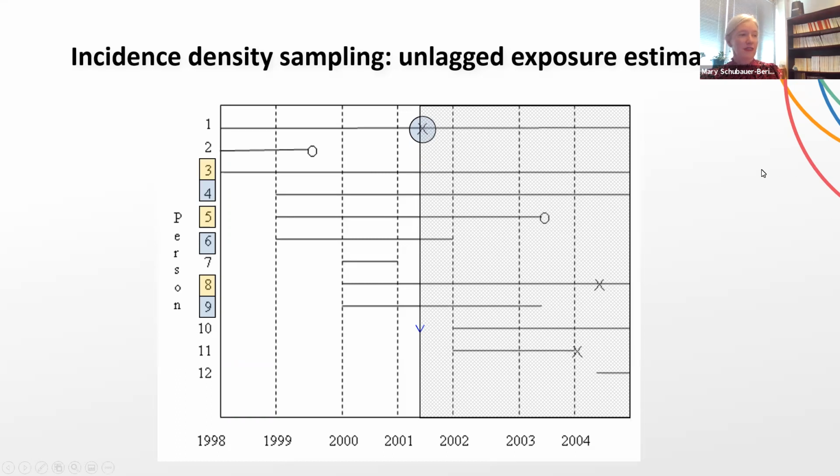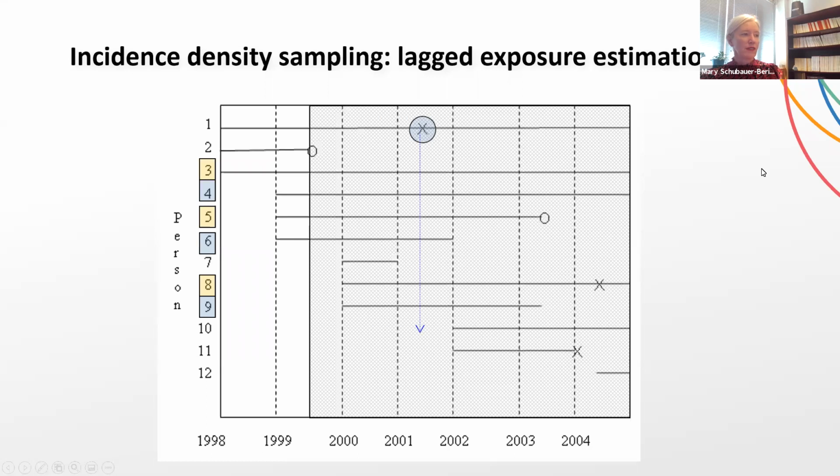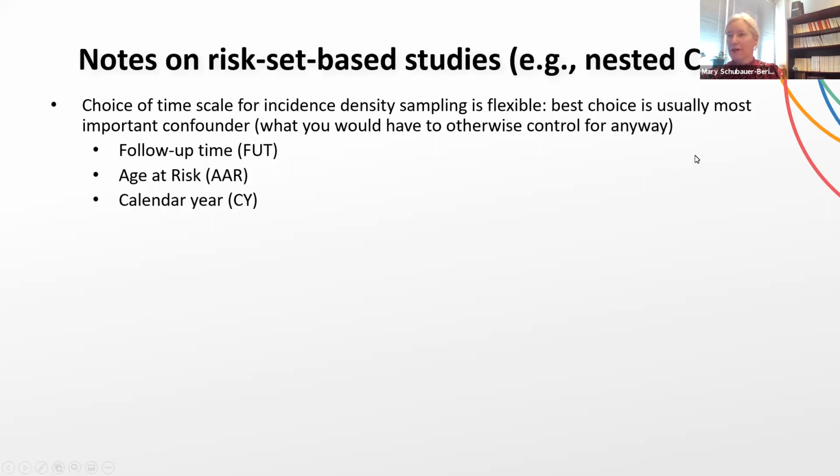This is an unlagged exposure example. We could also look at a 2-year lagged exposure in which we're not counting the exposure that occurred within 2 years of the case failure. So here we see that we would only count exposure for the risk set up until midway through 1999 for this particular risk set. Hopefully that's clear for everyone. And there are actually computer programs that will calculate this for you. These are risk set based cohort studies, and a nested case control study is just a very special example of this.